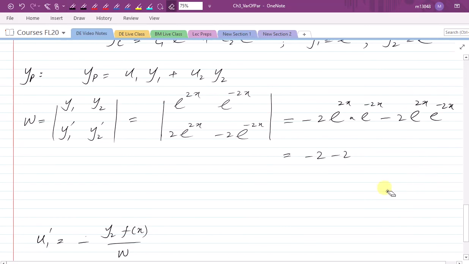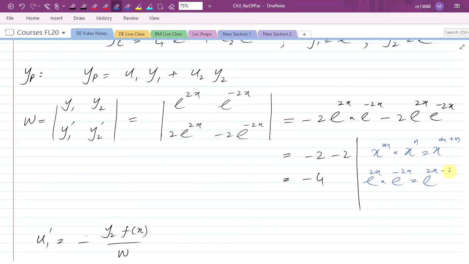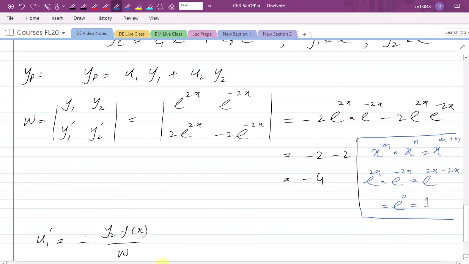Remember a very basic algebra rule that x power m multiply x power n equals x power m plus n. So e power 2x multiply e power minus 2x will be 2x minus 2x, which is 0, and e raised power 0 becomes 1. Right, so our w is minus 4.